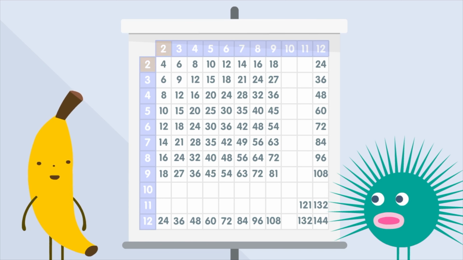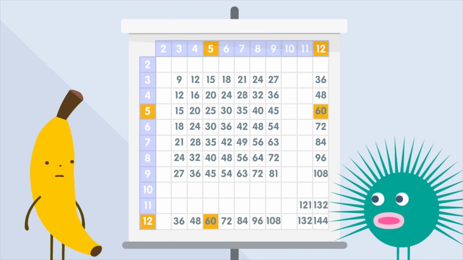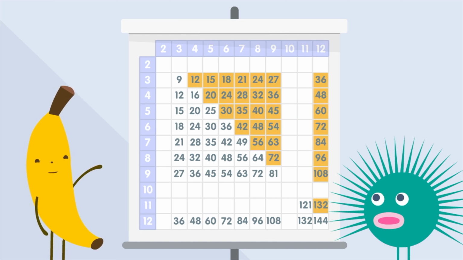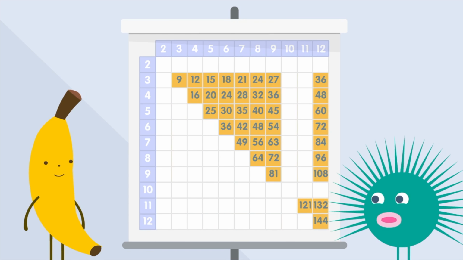And the 2 times tables are really easy. They're just doubling, so we can take them out too. Times tables come in pairs, like 5 times 12 and 12 times 5. They have the same answer. 60. Yeah. So if we know these times tables, we don't have to learn those. So we only have to learn 38 times tables. I can do that. Me too.